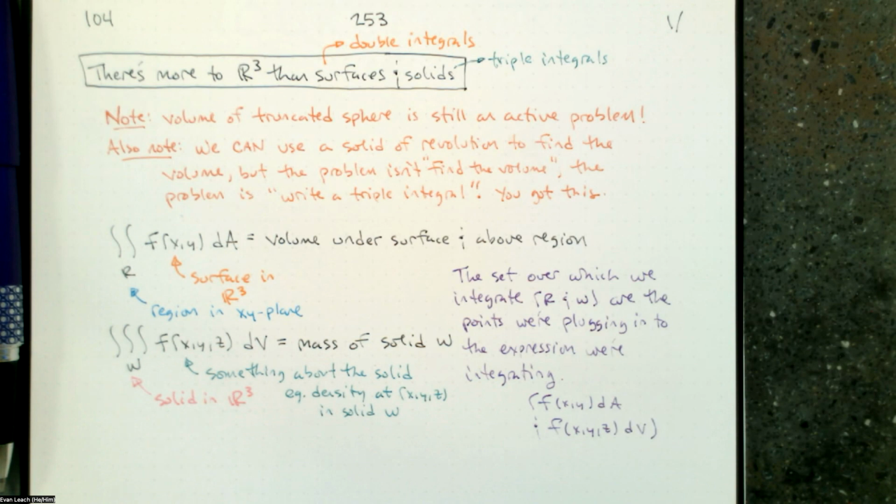We're integrating over a surface, we're integrating over a solid. Now our surface, the region that we're plugging in, that's in the XY plane. But it's still just a bunch of points in R3, x y comma 0. We see in the triple integral that W is just a bunch of X, Y, and Z. It's a collection of X, Y, and Z that we're going to be plugging into f of X, Y, Z times dV. We're integrating over a set, and that set is what we're plugging into the expression.